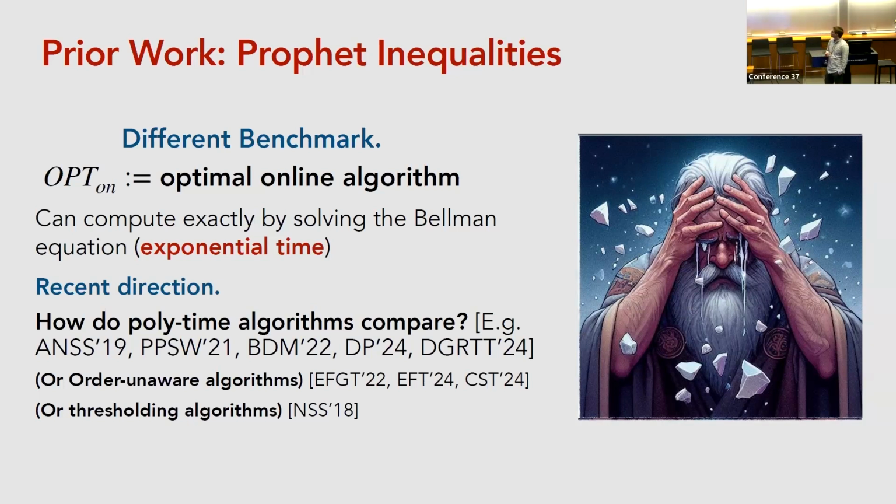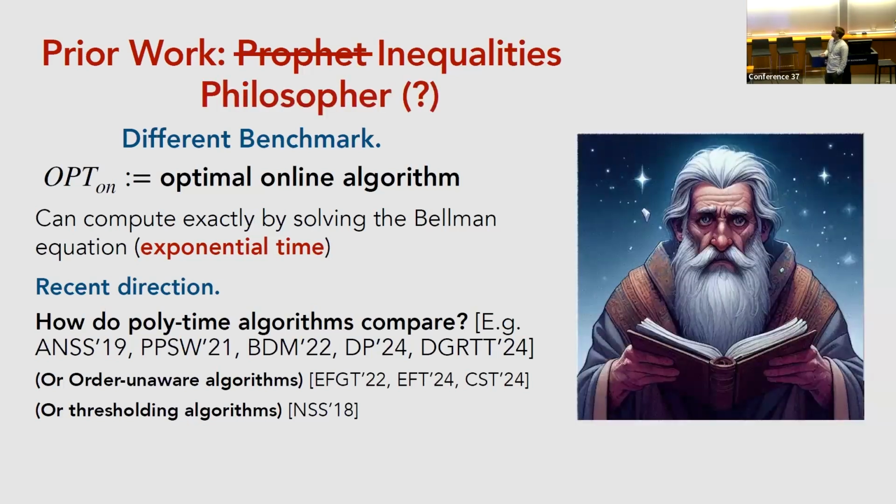And because this benchmark, in some sense, has a lot of time to compute but can't see into the future, we think that a reasonable name for it could be something like a philosopher, because at each time step, it has a long, long time to think about what is the optimal thing to do. But it can't see into the future at all.